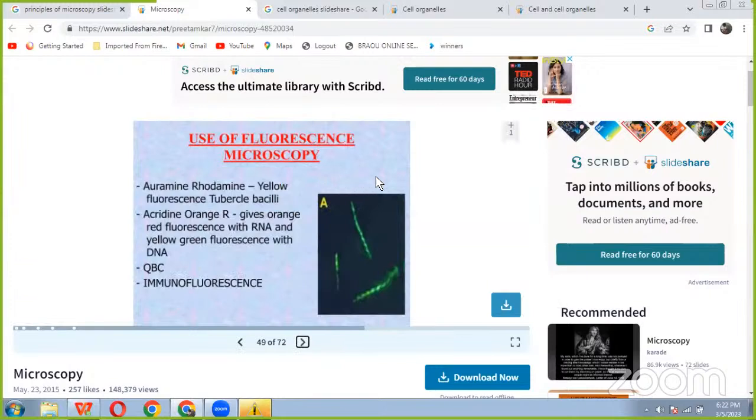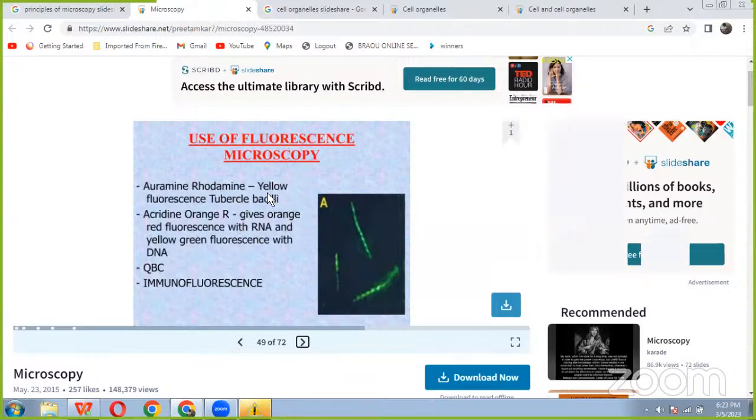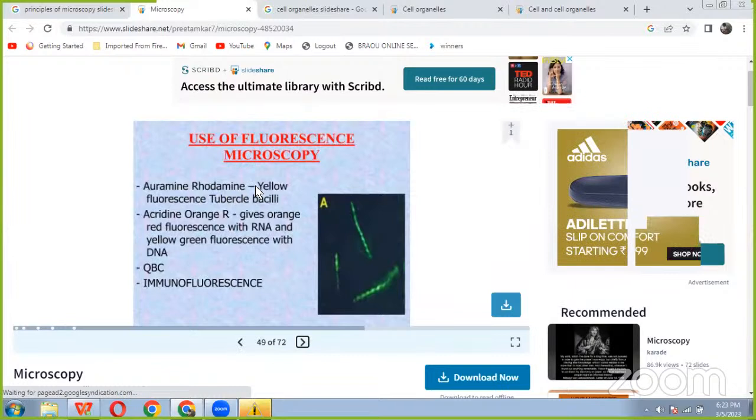What are the uses of the fluorescence microscope? It is used for examining tubercle bacilli with auramine rhodamine, which gives yellow fluorescence for the tubercle bacilli. Acridine orange is also used for fluorescence.